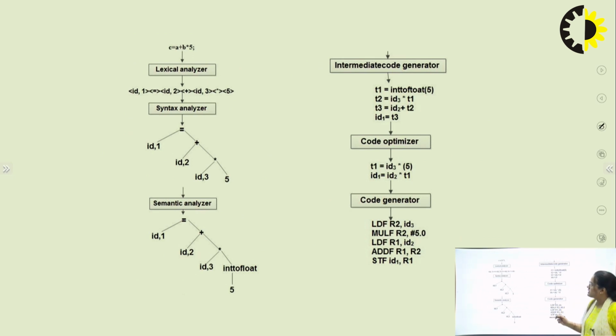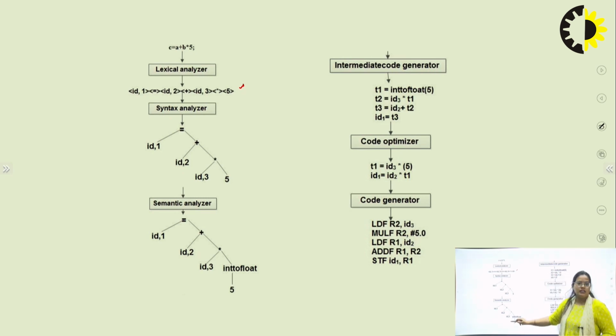So these are the phases of the compiler: lexical, syntax, semantic, intermediate code, code optimization, and code generation. We take an input: c equals a plus b multiplied by 5. The lexical analyzer takes this input and generates tokens, and these tokens pass to the syntax analysis phase. The syntax analysis phase generates a parse tree for these tokens: id1 equals id2 plus id3 times 5. This is the final parse tree. This parse tree passes to the semantic analysis phase, which generates an annotated parse tree.